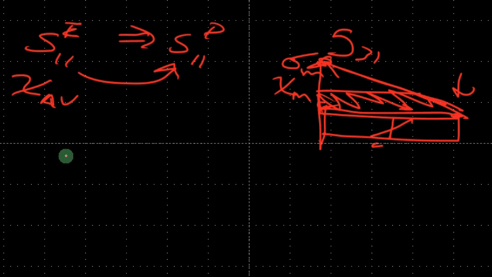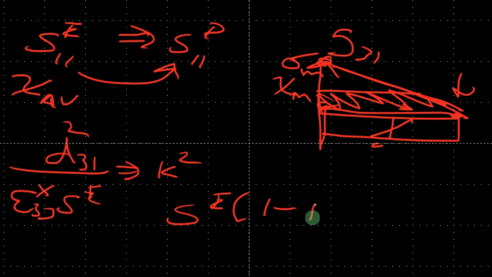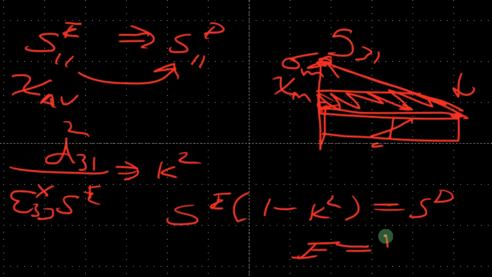They're related, in fact. So, if you have the D31 coefficient squared divided by the permittivity, which is the 3,3, the normal permittivity, multiplied by the SE, this is known as a value called K squared. And SE, the elastic compliance under short circuit conditions, times 1 minus K squared, is equal to the elastic compliance under electric displacement.